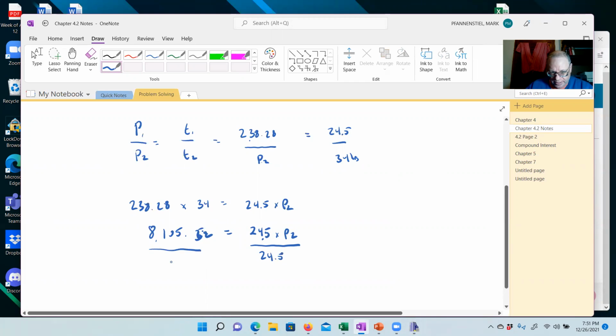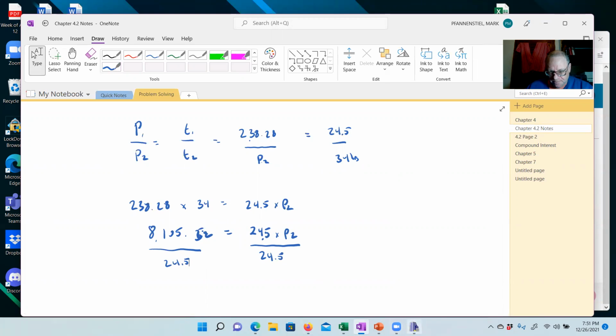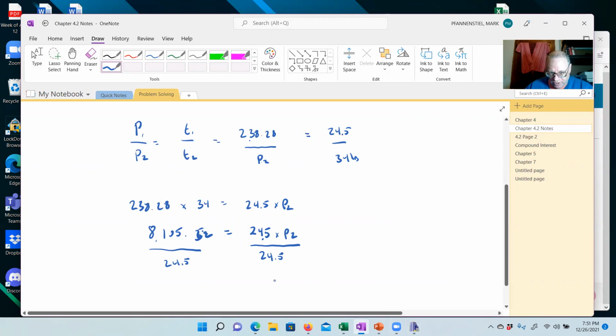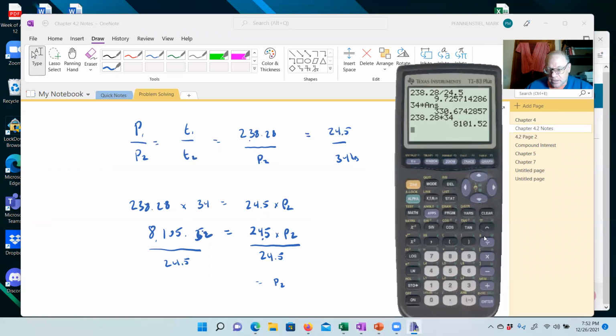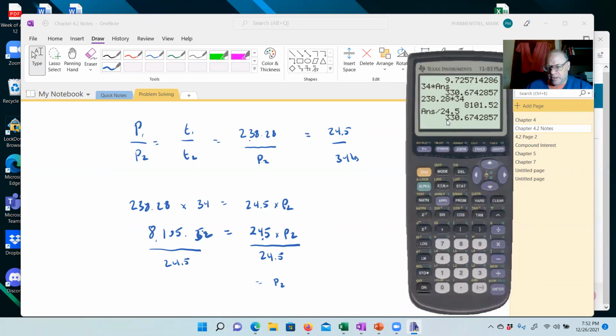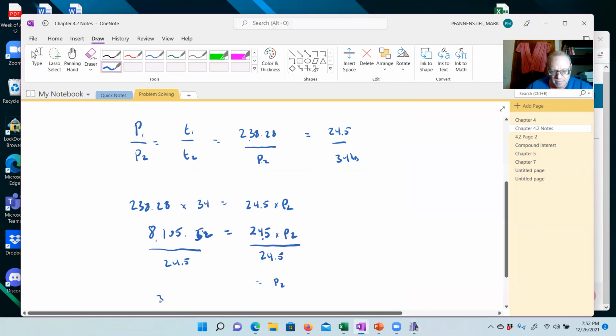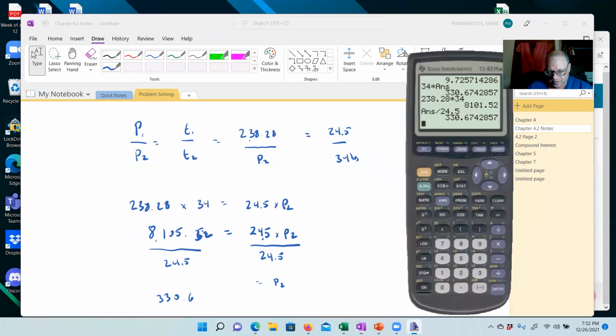So the next thing I'm going to do is go ahead and divide by 24.5 on both sides. Okay, so all we're going to be left with is just this P2. Okay, and that is equal. I'm just going to go ahead and divide it. Takes the last answer divided by 24.5 equals, and we end up with $330.68. Okay. $330.67. What do we have? 67 cents.